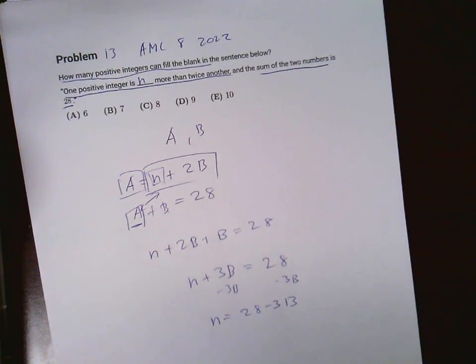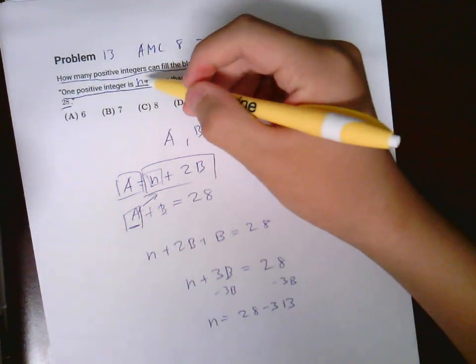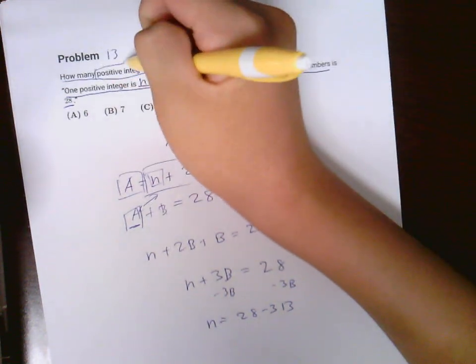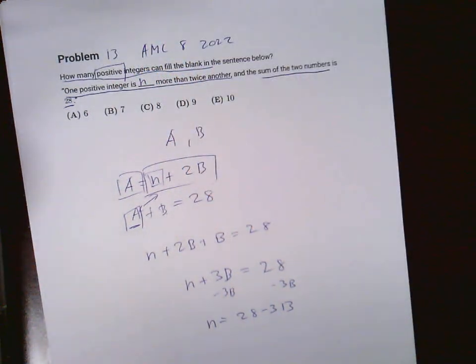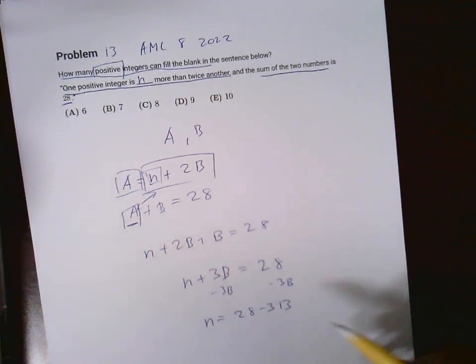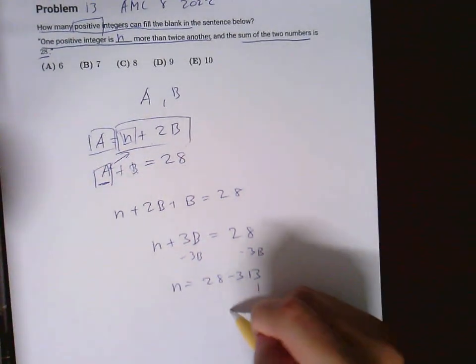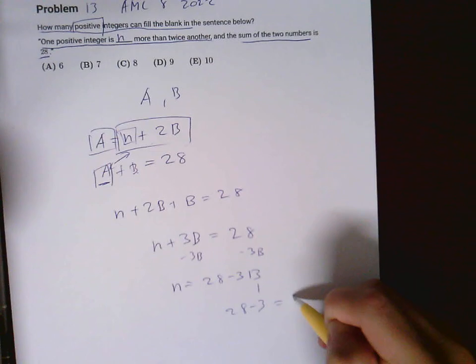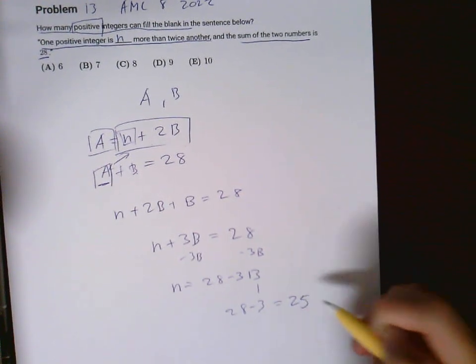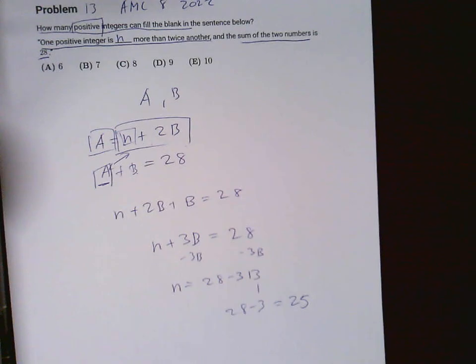So now we have to solve for how many positive integers n can be, right? So n has to be a positive integer as it is shown up here. Keep in mind it has to be positive and it has to be an integer. So we can just start plugging in things for b. And if b is an integer, that means that it can be like 1 through 100, right? So let's start plugging things in. If I plug in b as 1, 28 minus 3 is equal to 25. Yeah, that makes sense. n can be 25 because it's both positive and an integer.